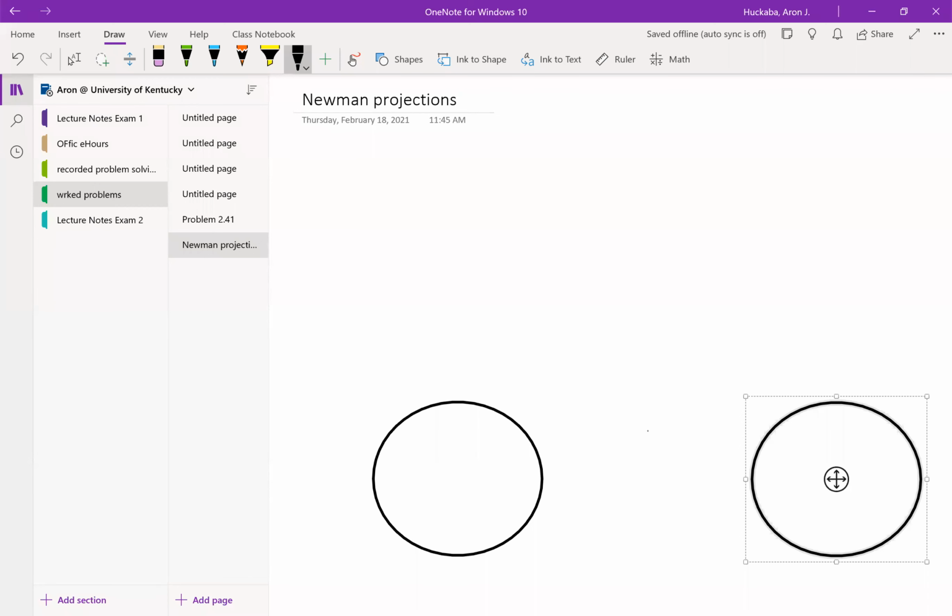Hello and welcome to this special little tutorial on Newman projections. Newman projections are always a difficult topic in this class because it's one of the first topics that you really need to be using your mind's eye when you're looking at molecules and rotating them around in free space. So what do I mean by that?